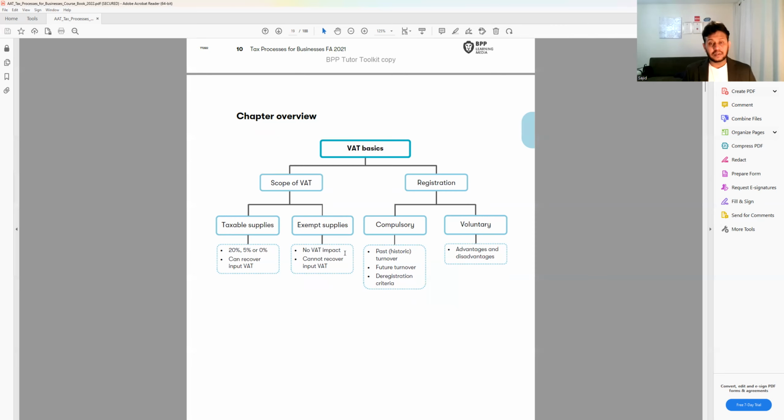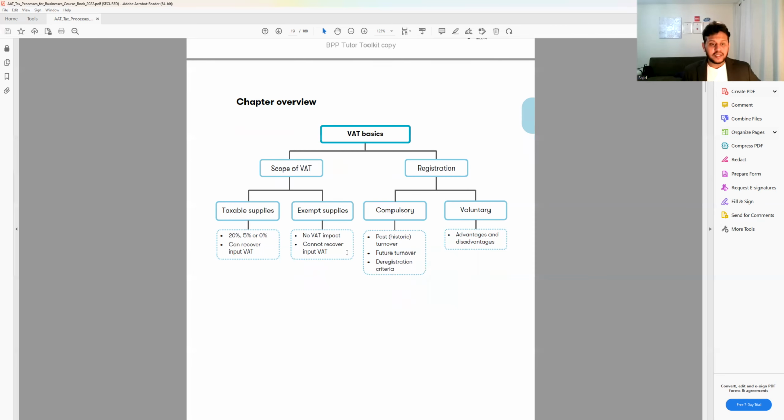All right, so let's have a look at our VAT basics. On the VAT basics, we can look at a few important things. The first one is registration. So when a business has to register.